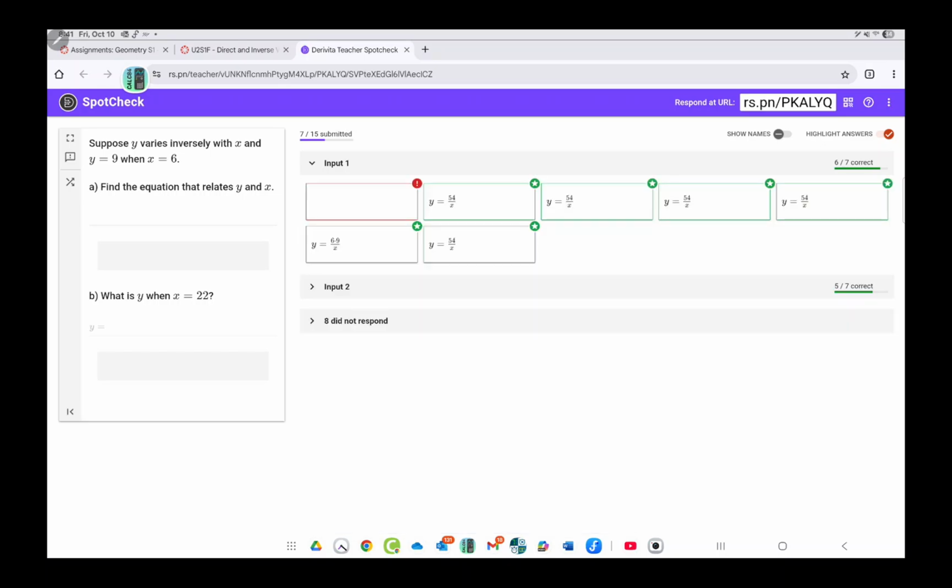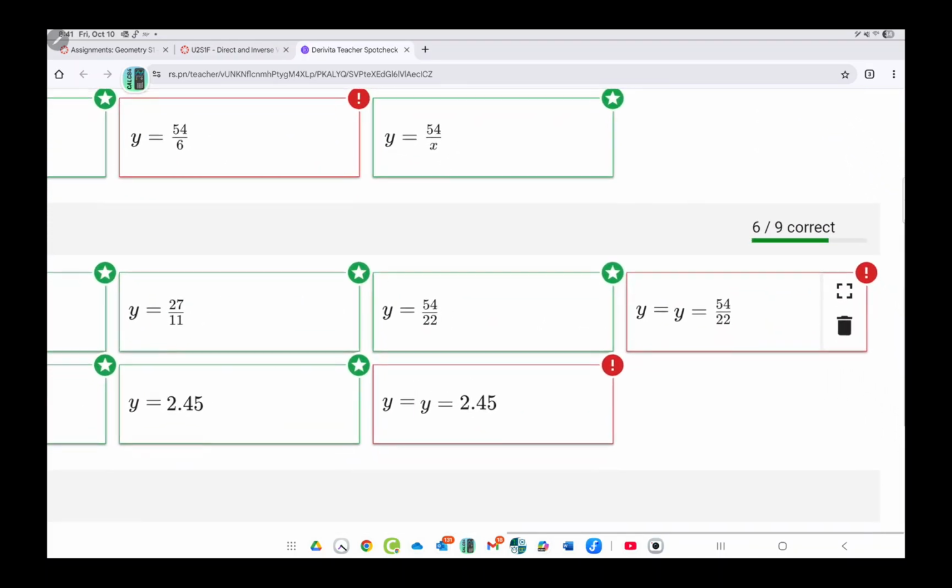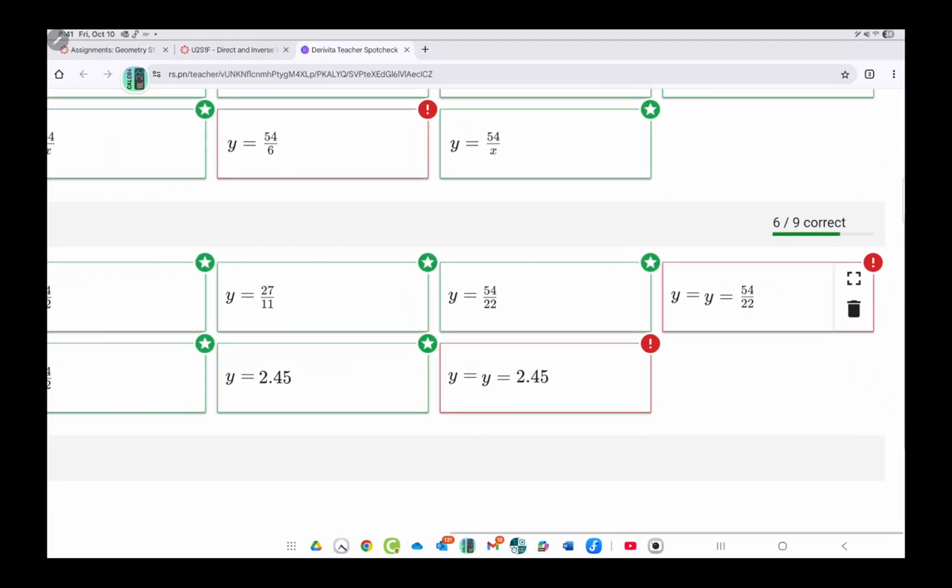So if you plug it in, you do get, good job, y is equal to 54 over x. Hey, they even took 6 times 9 over x. That's really nice. Now, here we have y equals 54 over 22, which is 27 over 11. You don't want to put y equals, they will mark it wrong. They already have y equals. Don't put it there again.